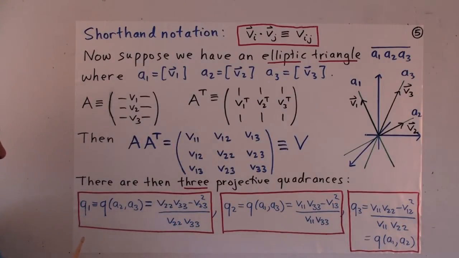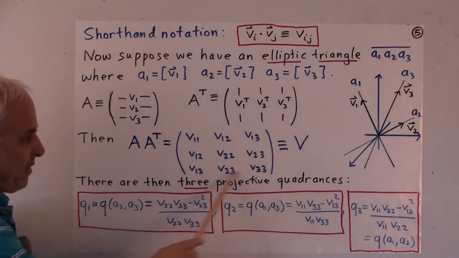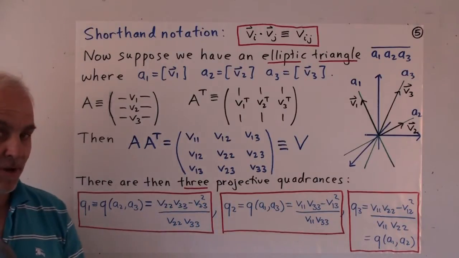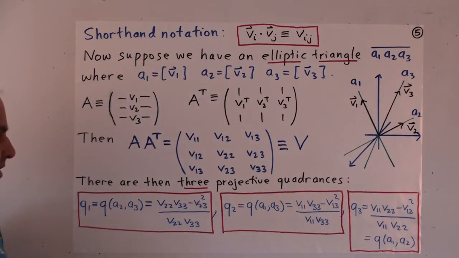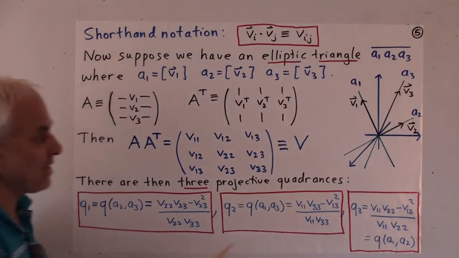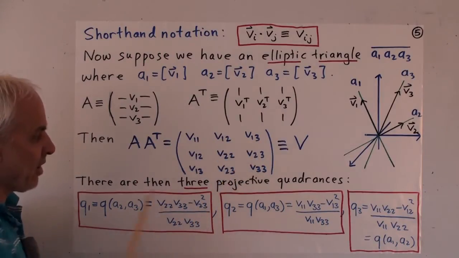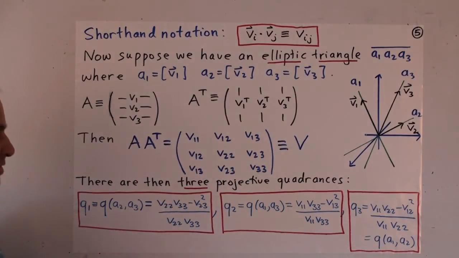And what is it? Well, it's really just determined by this part of this big matrix. It's V22 V33 minus V23 squared over V22 V33. We're just applying the formula that we just derived to the two lines A2 and A3. And here are the various inner products made by those two vectors, V2 and V3. Here's the determinant on the top, and here's the product of the quadrances on the bottom.